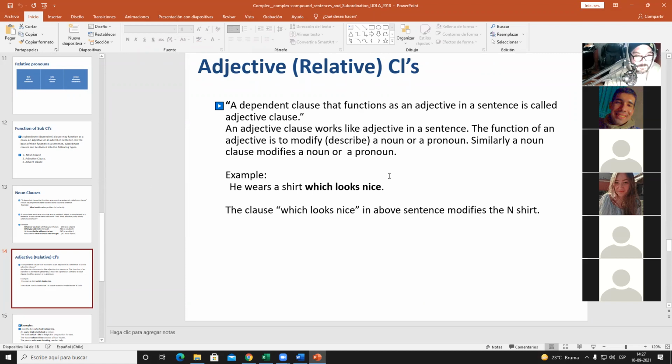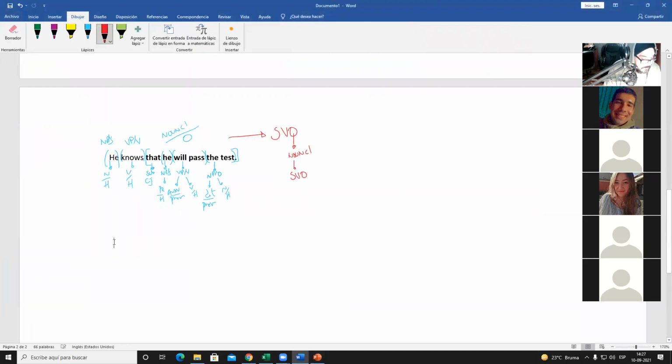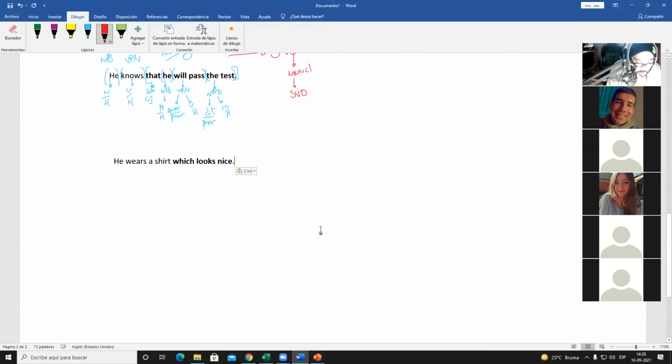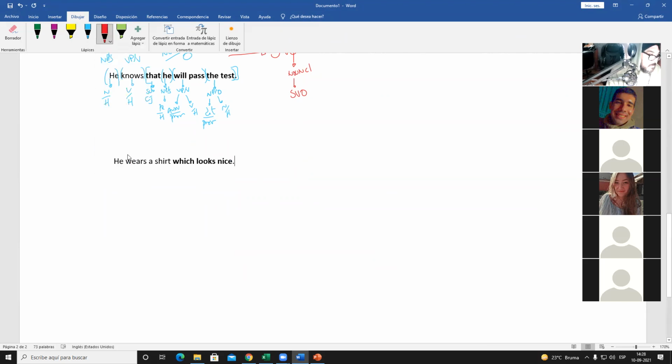Now, let's take this example. He wears a shirt which looks nice. Okay, I'm going to provide a syntactic analysis of this. The very first thing I'm going to do is look for the verb phrase, right? So the verb phrase is wears. Who wears? He wears. What does he wear? A shirt which looks nice. But this is a phrase, not a clause.